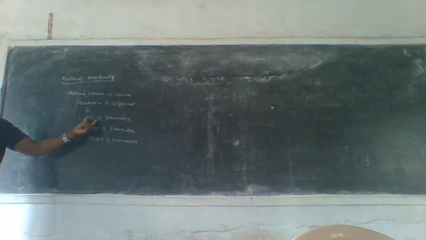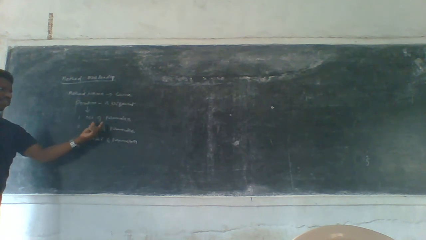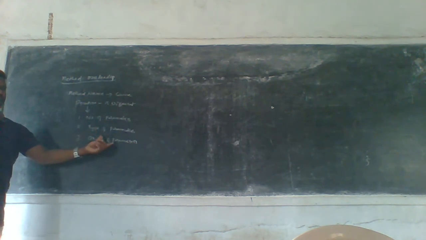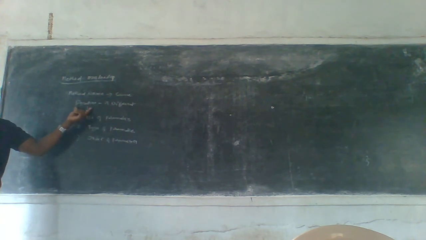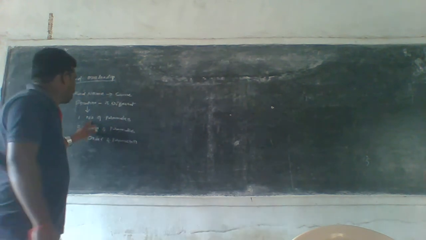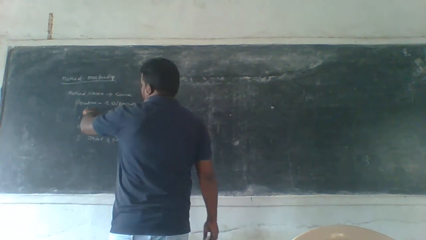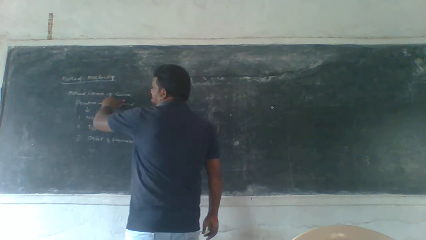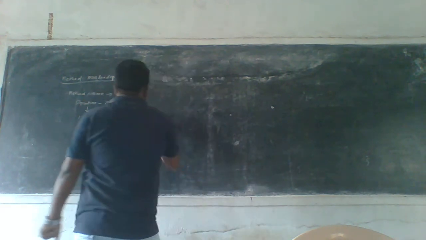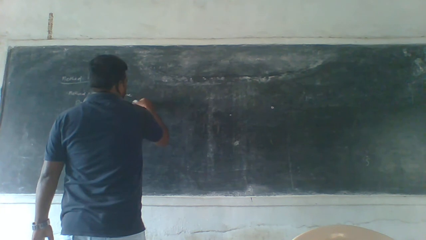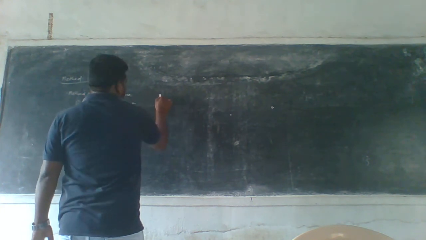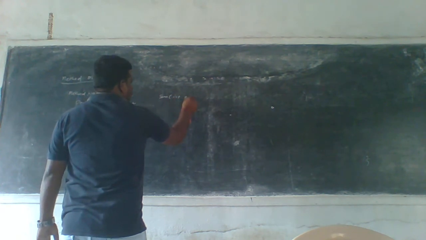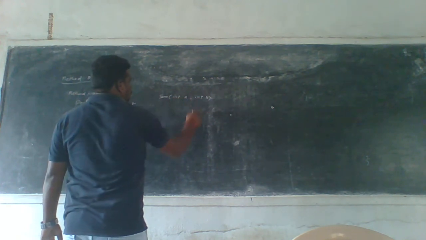So signature is a number of parameters, or type of parameters, or order of parameters. Method name must be same and signature must be different. That is called method overloading. For example, I am writing here: method name must be sum here, with int a comma int b.